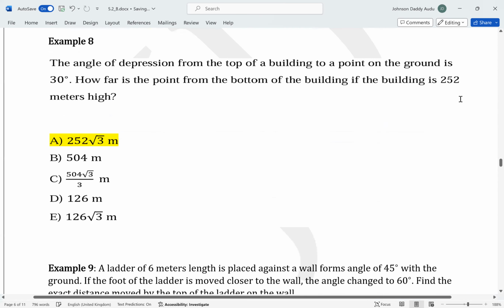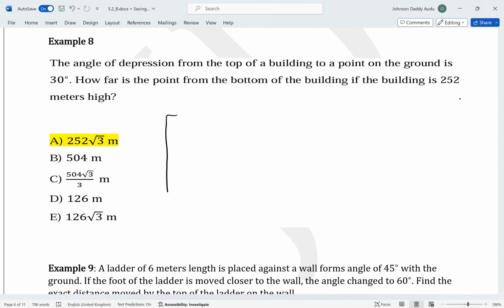All right, now let's look at example 8. For example 8, it says the angle of depression from the top of a building to a point on the ground. So we have to consider the building. Let's assume that this is the building.